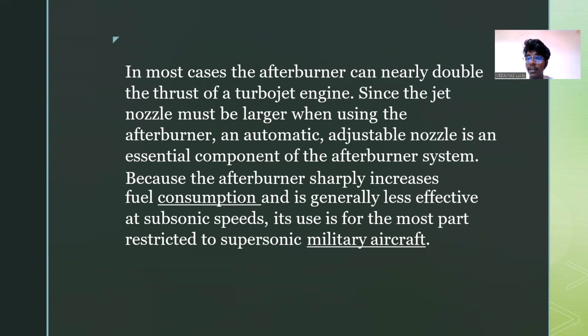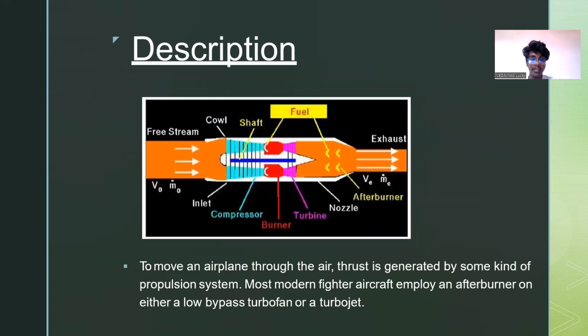We cannot use an afterburner in commercial aircraft as it takes up more fuel. When we have a bigger nozzle, the afterburner has more air intake and then it can produce more thrust. So it is a secondary combustion system which also adds fuel. Compared to a normal combustion chamber, with an afterburner we get double thrust, but the fuel is also consumed more than required. So we cannot use this afterburner in commercial aircraft. We just use it in military aircraft at supersonic speeds.